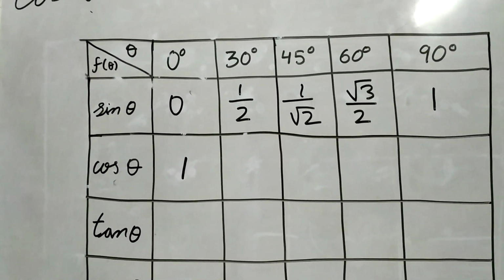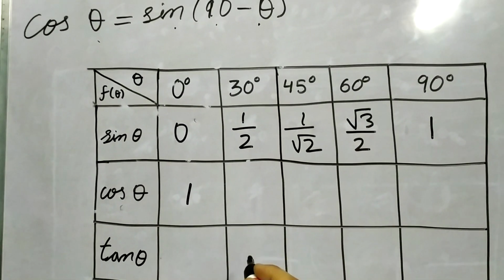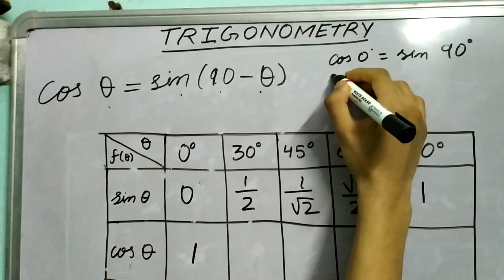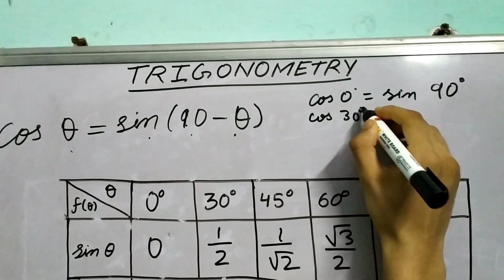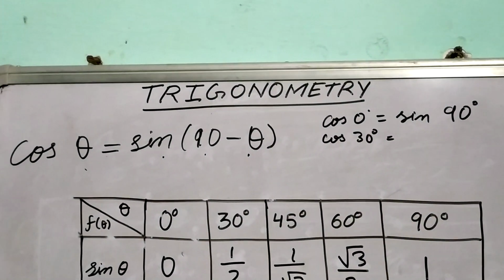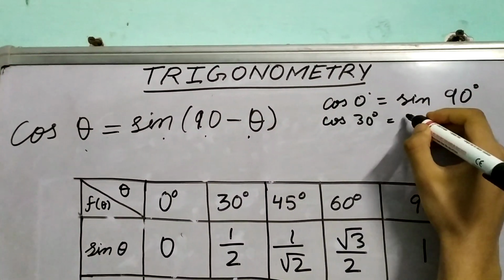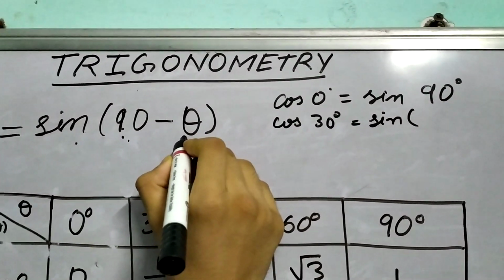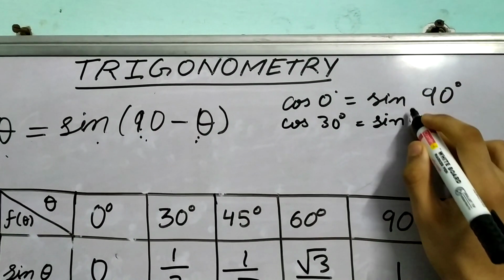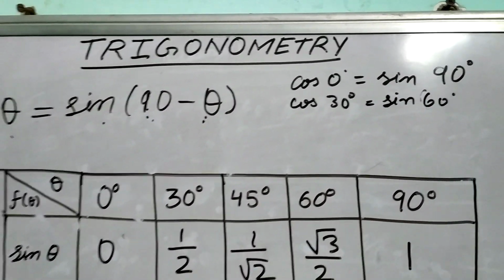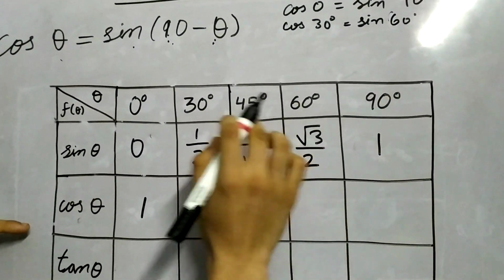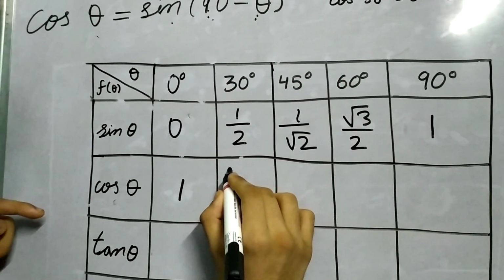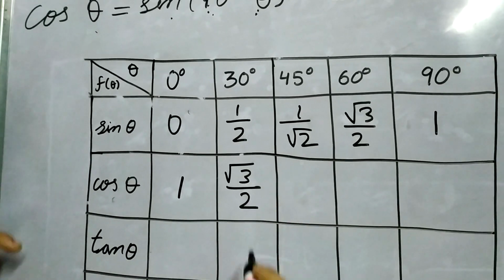Now what if I put 30 in this case? It's cos of 30 degree. Now what will happen if I put cos of 30 degree? It will be equal to sine of 90 minus 30 degrees. 90 minus 30 is 60, so it will be equal to sine 60 degrees. What is sine 60 degrees? Root 3 by 2, right? So we get cos 30 as root 3 by 2.